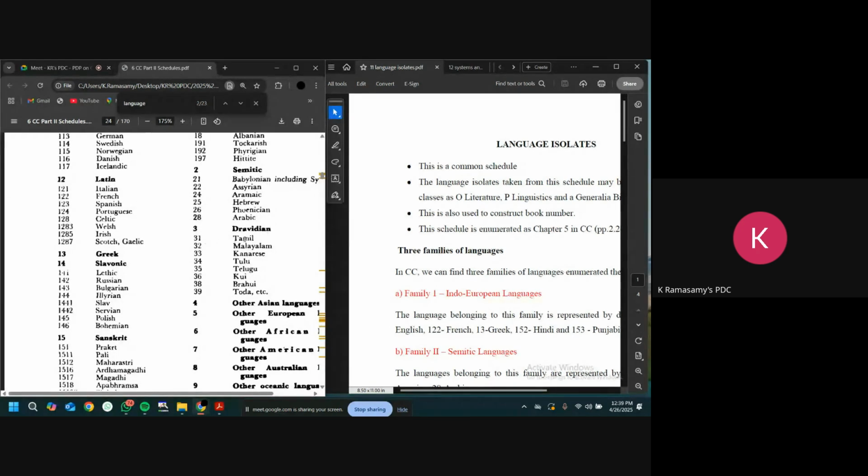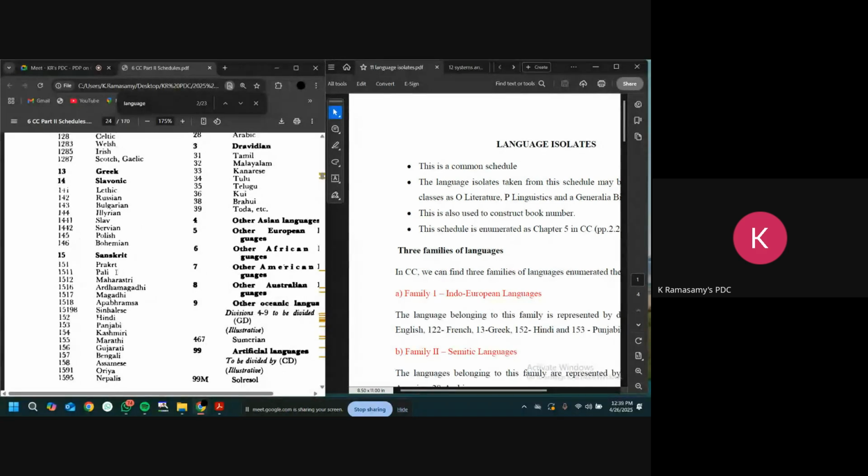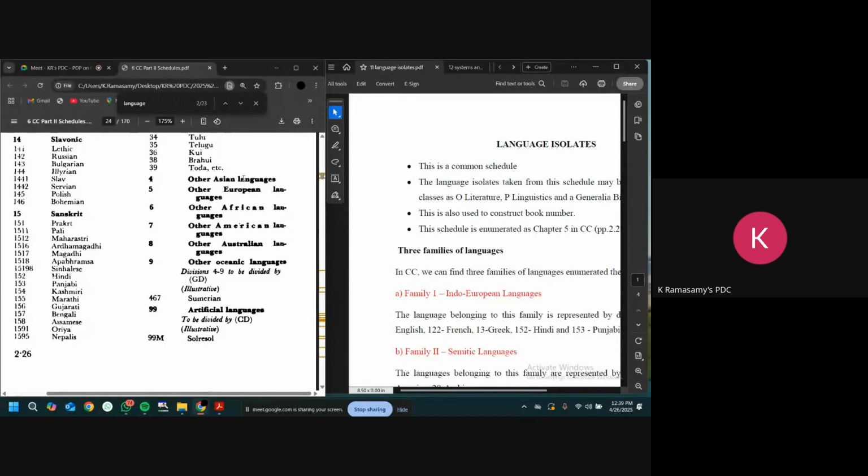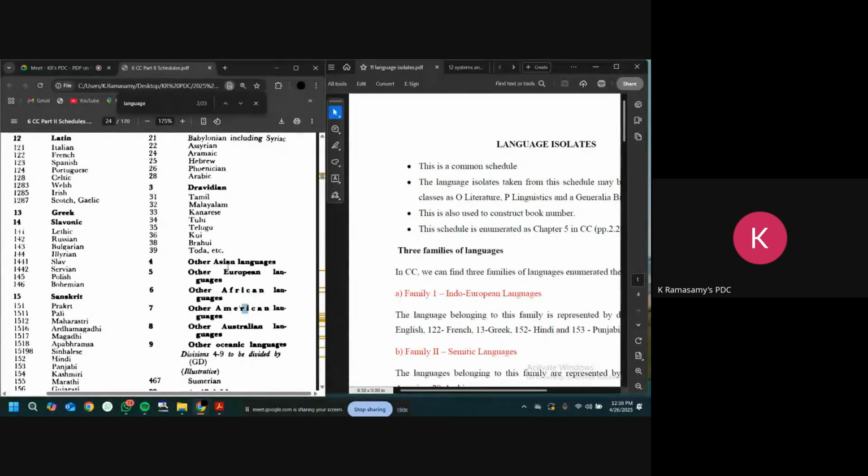For example, Tamil 3.1, Malayalam 3.2. What about Pali or Hindi 152, Bengali 157. So some of the languages are listed, but many of the languages are not listed here. For example, Asian languages, European languages, African languages, American languages. These numbers are not given here, but you have every freedom to construct your own number.